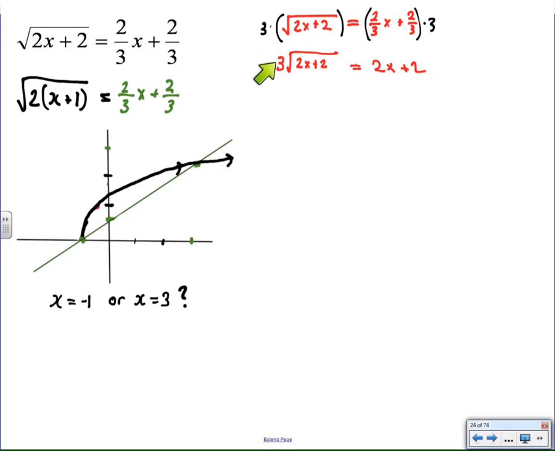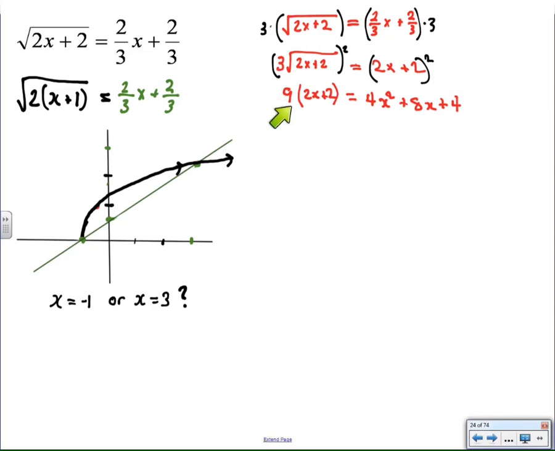On the left-hand side, there's nothing we can do. We just have to leave it as 3 times the square root of 2x plus 2. Now I'm going to do what it takes to get rid of this radical. I'm going to square both sides, but we have to be careful that we are actually showing the square of both sides, including the 3. There are some people that will just get rid of the radical and ignore the 3, or make it disappear. But remember, we have to square it.